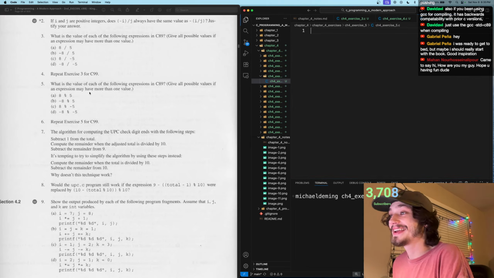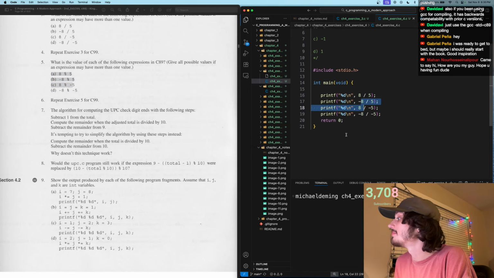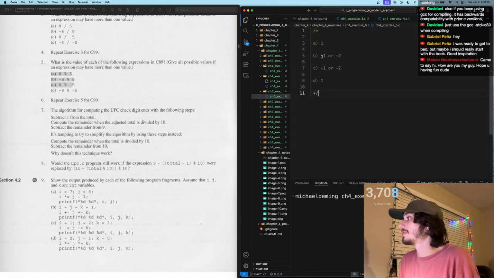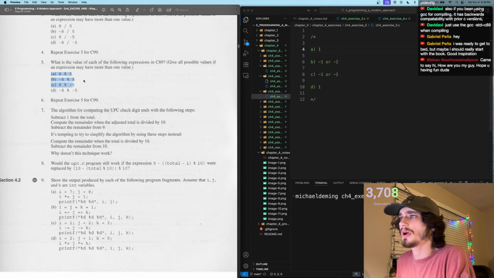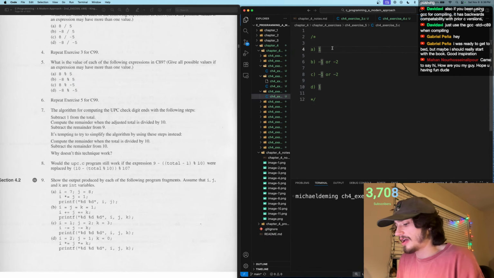All right, here we go. We're doing number 5 here. What is the value for each of the following expressions in C89? Oh, no. Modulo 1. We're going to be bad at this one, I think. Okay, so 8 modulo 5 in C89 in both positive cases will give us a value of 3.